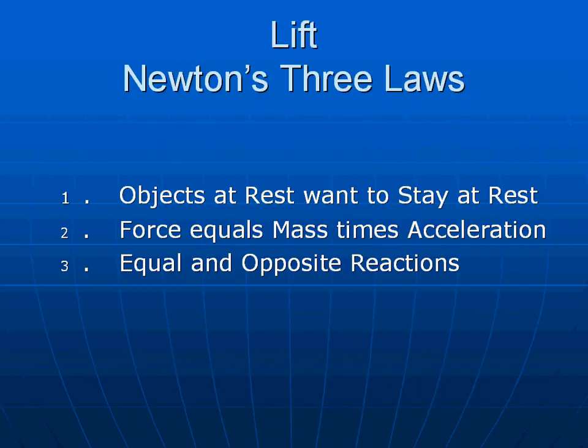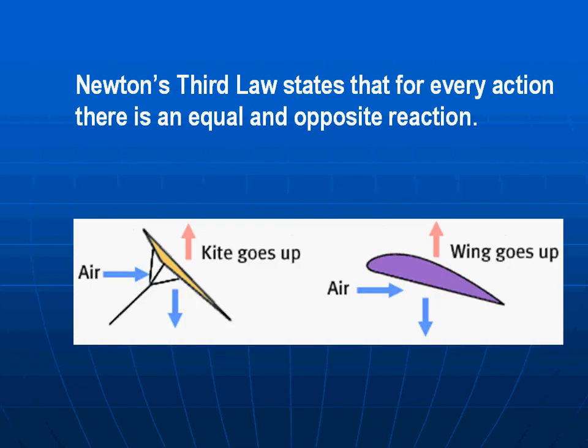Now let's talk about Newton's three laws of motion. An object at rest wants to stay at rest. Force equals mass times acceleration, and for every action there is an equal and opposite reaction. As we can see here, if we've flown a kite before, hopefully in our childhood we all have, as air hits the bottom of the kite, it's deflected downward. Now the upward motion of the kite is called lift, and that is also the equal and opposite reaction of the downward deflected wind.